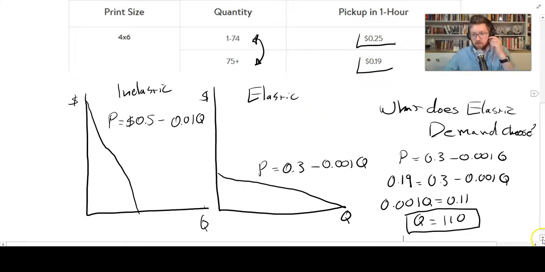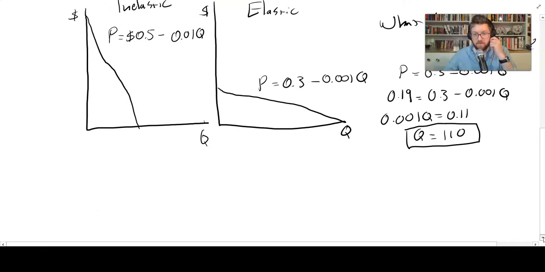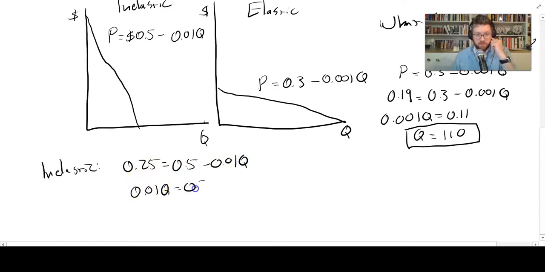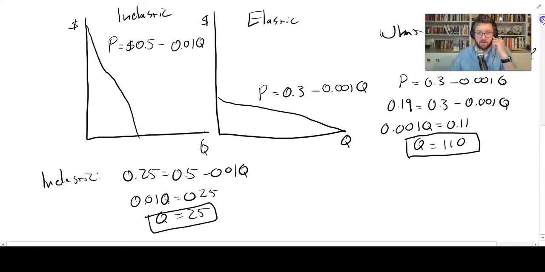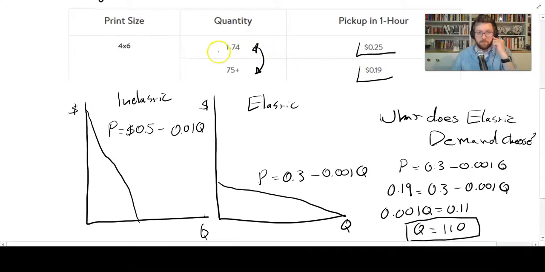The other firm is a little bit more interesting. So, the inelastic guy, if the price is 25 cents, his demand is as follows. We get 0.01q equals 0.25 by subtracting 0.25 from both sides. Multiply each side by 100. He wants to buy 25 photos at this price. Okay. Notice that puts him in this category.